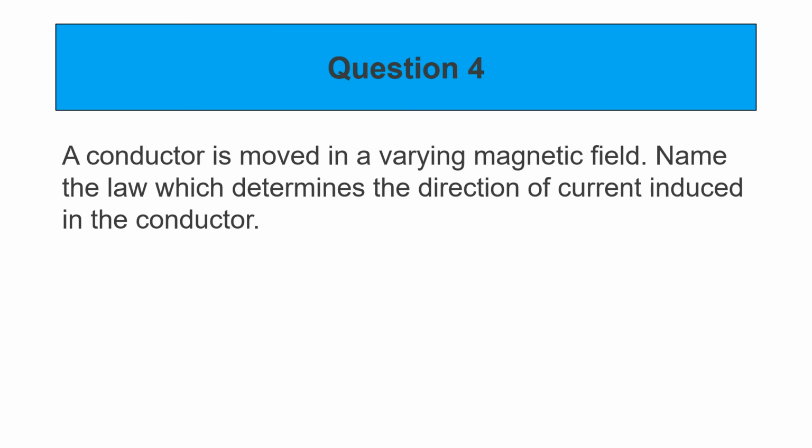Question number 4. A conductor is moved in a varying magnetic field. Name the law which determines the direction of current induced in the conductor. We know when a conductor is moved in a varying magnetic field, an induced current is produced. In this question, you have to name the law which determines the direction of the induced current.